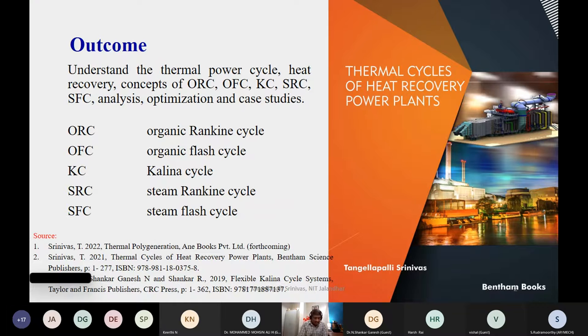And at the end of this section, you may be familiar with these thermal cycles and be equipped with some sort of knowledge like modeling, power plant simulation, and optimization of certain parameters, and also how to make and evaluate the process conditions without repeating the earlier research work or earlier mathematical models, etc. Those components I also included in my presentation.